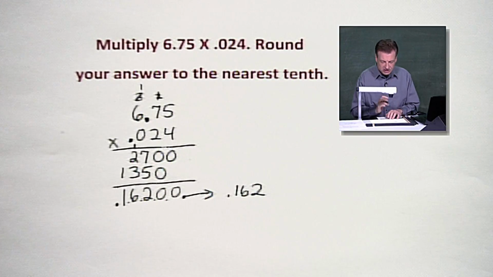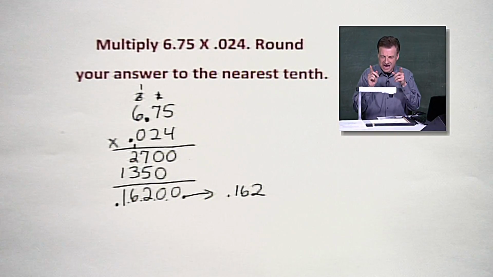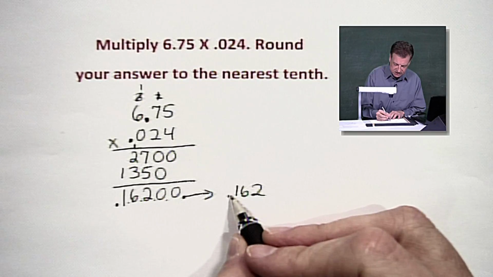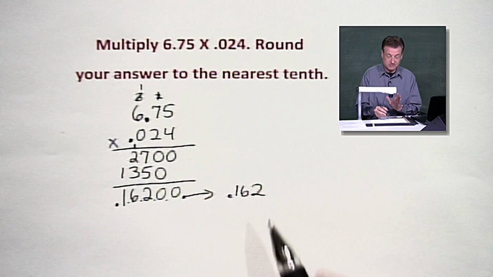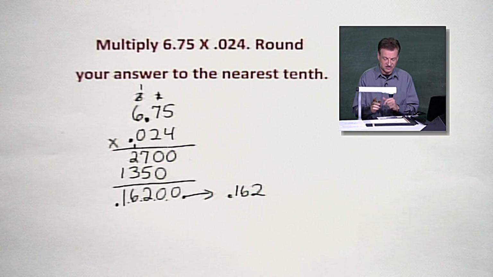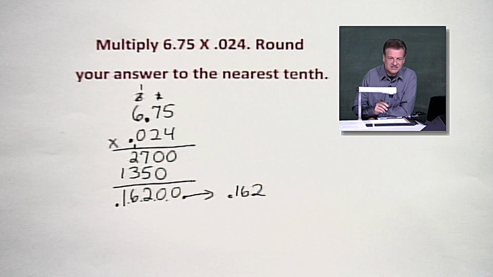You say, are we done? But no, there's a second part of this problem. It says round your answer to the nearest tenth. So what we've got to do is decide where's tenths place. This is tenths, there's hundredths, there is thousandths. So like I'm saying, we have 162 thousandths left over here. What we want to do is take that to the nearest tenth. Let's see how we do that.